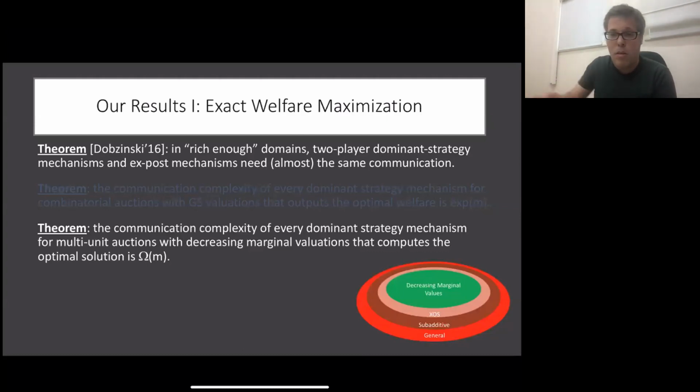Okay, in other words, if that was the picture before, the green area, now with dominant strategy implementations this becomes orange. This is something hard. We know that we cannot maximize the welfare unless we use many bits. And for everything outside this area, XOS, additive, and general valuations, this is going to be a rich enough domain in which we know that we cannot hope to have such a gap between the communication complexity of ex-post mechanisms and of dominant strategy mechanisms. Okay.